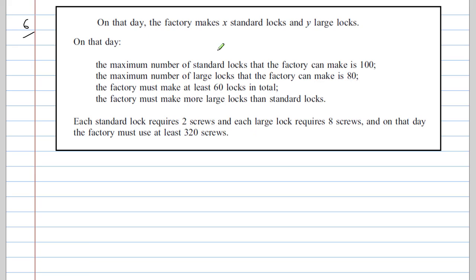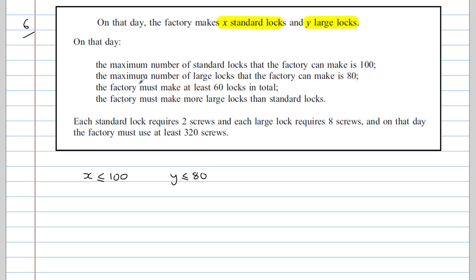So here's the information we need to get started. Our decision variables are X, the number of standard locks we make, and Y, the number of large locks we make, and some information which will allow us to form some constraints. We're told the maximum number of standard locks the factory can make is 100. If the number of standard locks is X, that tells us that X must be less than or equal to 100. And the maximum number of large locks the factory can make is 80. That tells us that Y must be less than or equal to 80.